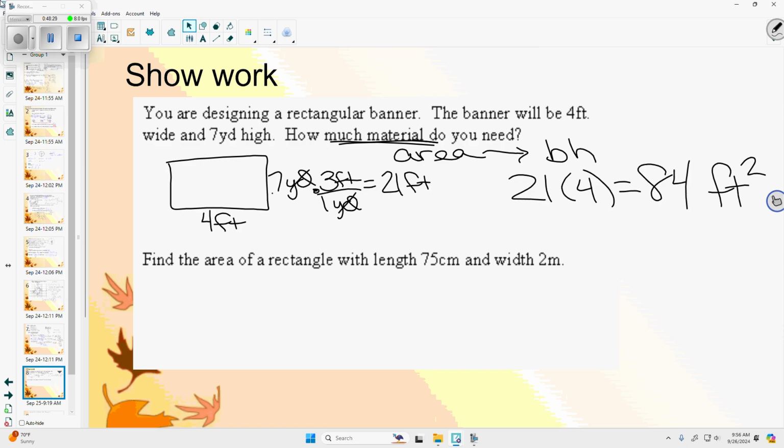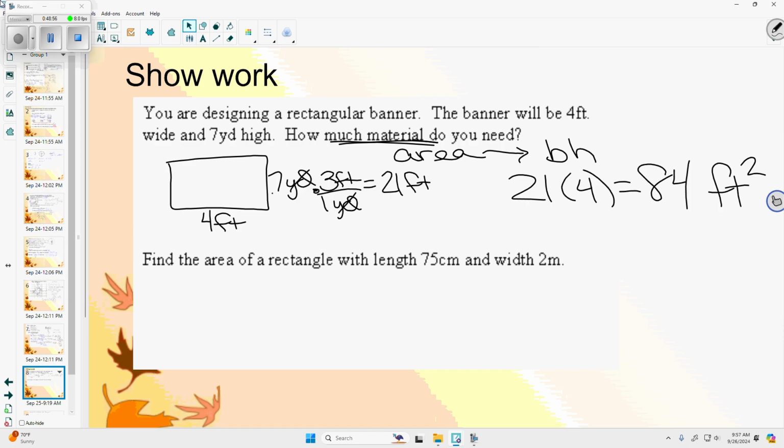Okay, we went through that one kind of fast. Are we okay with what we did there? Area, because we're looking for how much material. And then my labels are different. One's in yards, one's in feet. I took the yards because that's the bigger unit, and I changed it into feet. Then I can find the area. You can't find area unless you have the same labels on them.